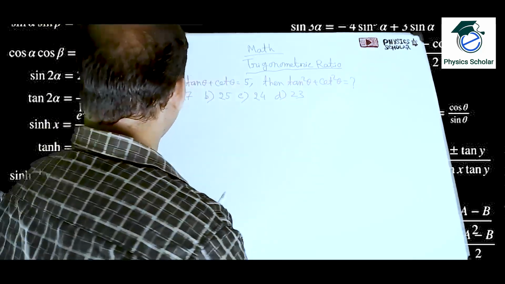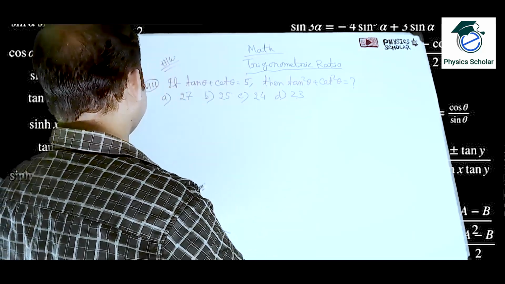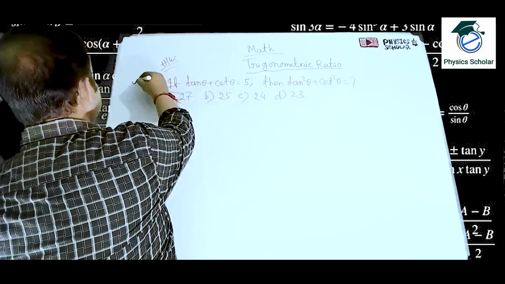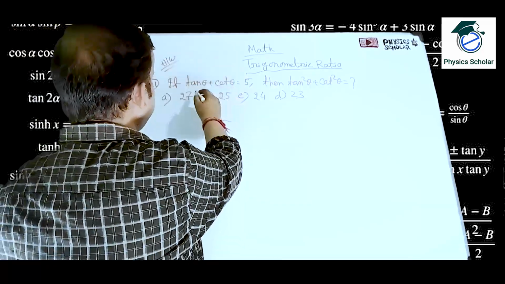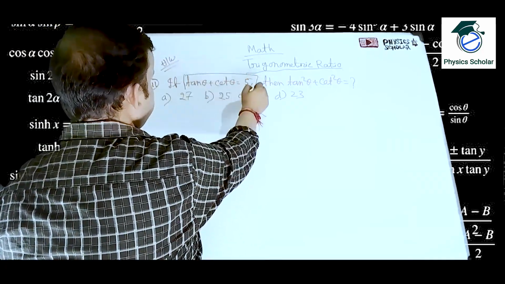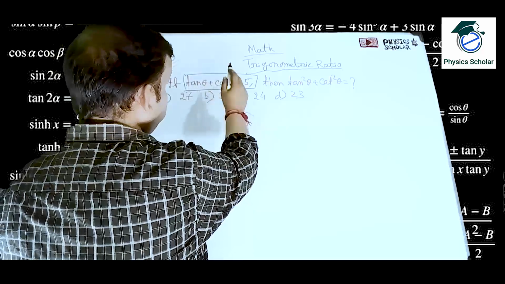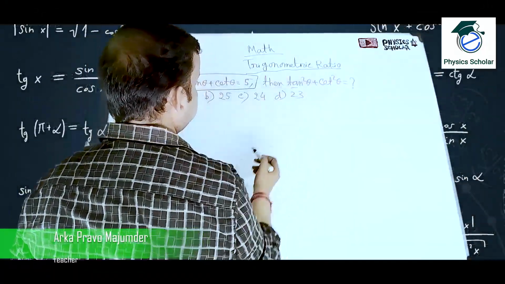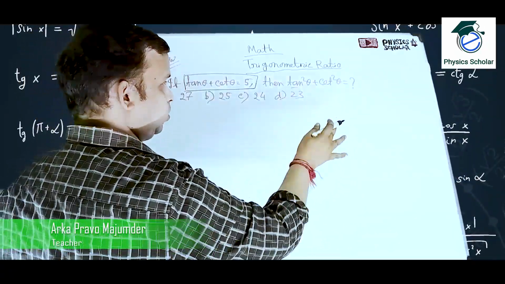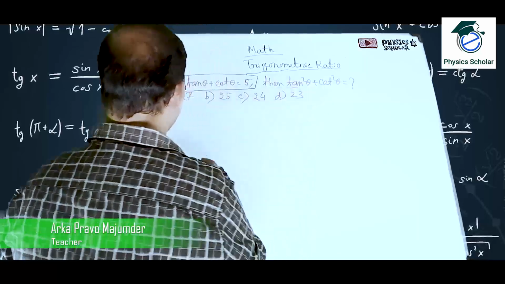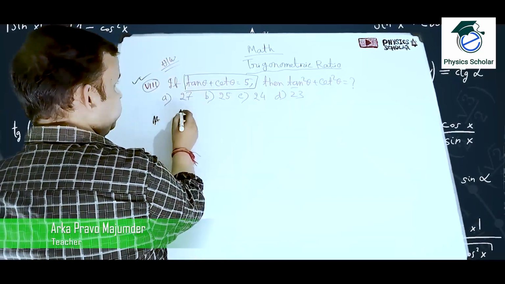Students, now let us move to the next sum number 8. So what was sum number 8 as your homework? Tan theta plus cot theta is given. We have to find out tan square theta plus cot square theta, 4 options. So let us first do the sum, then we will check the option. Clear?